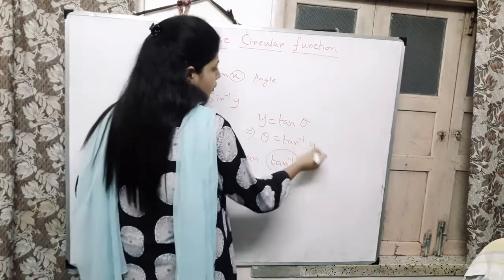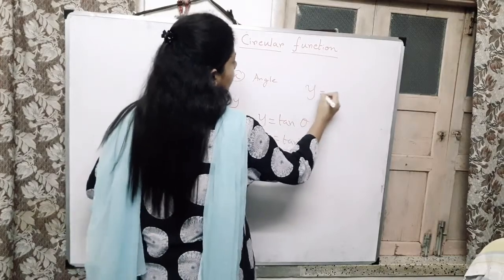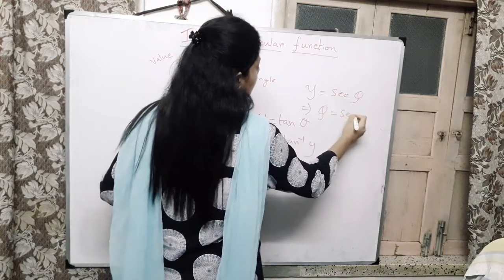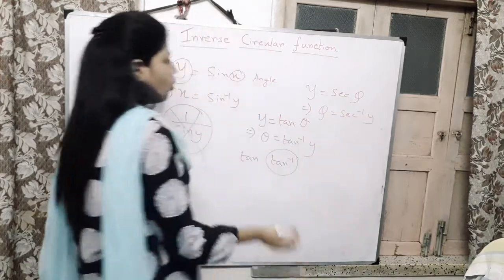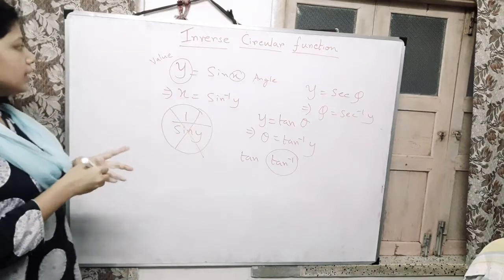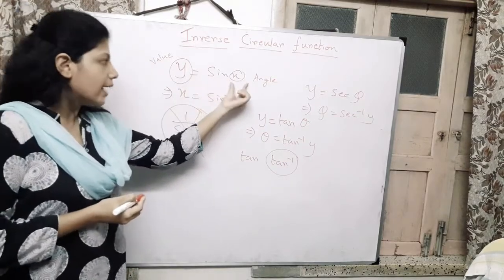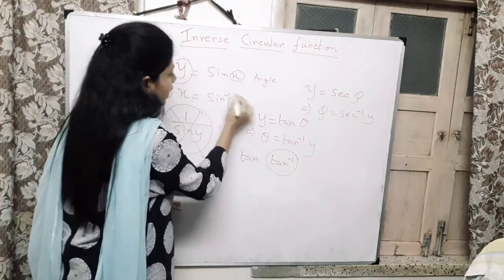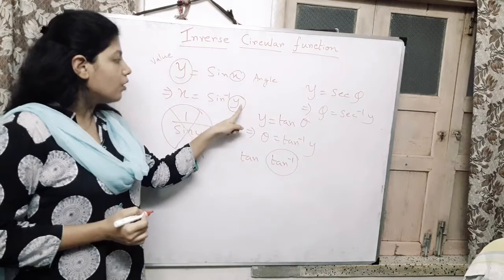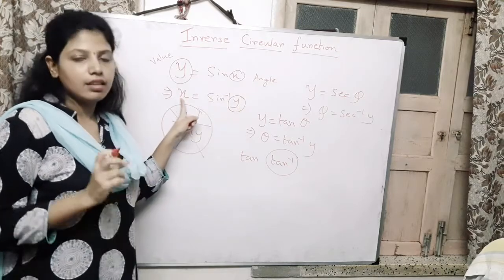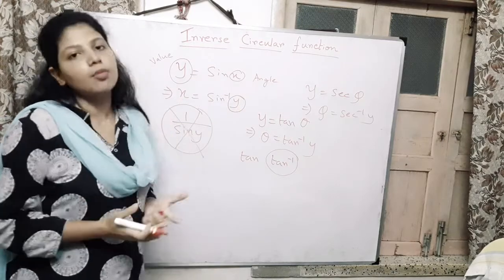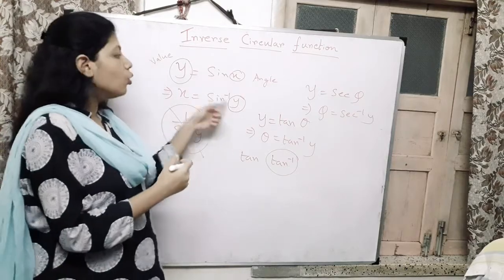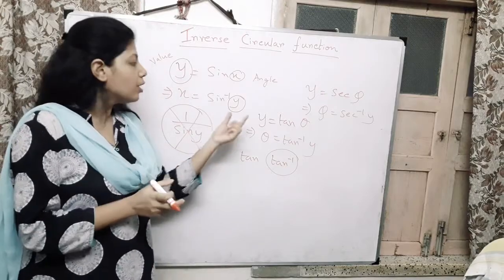Just like that we can write y equals sec phi, that means phi equals sec inverse y. So whenever you write like that, this one is the value, this one is the angle, and in case of inverse, whatever element is there is a value and the result is an angle. So what is the result of the inverse operation? Always the result will be an angle, and what I operate on will be a value.